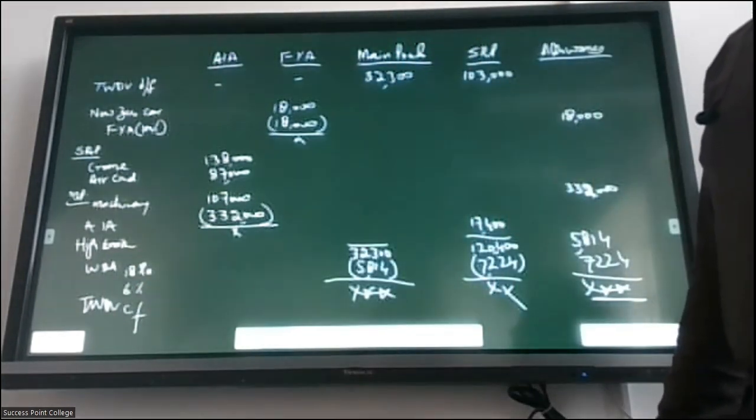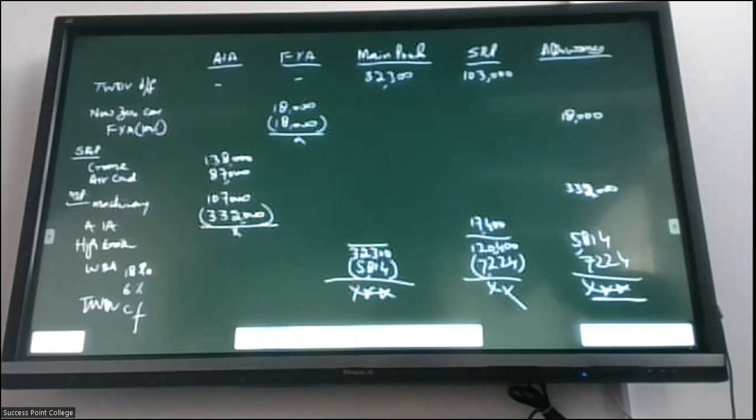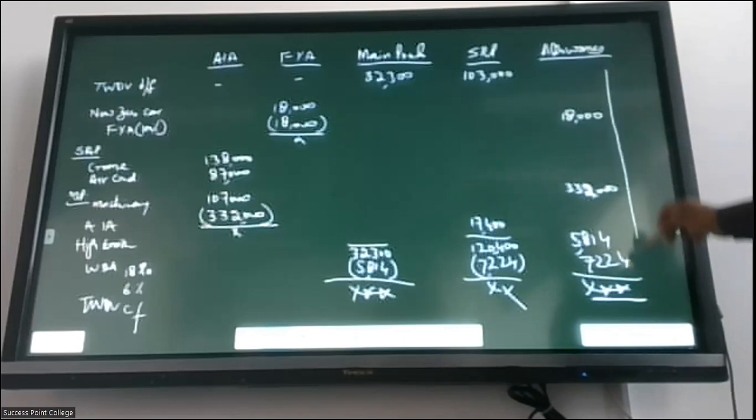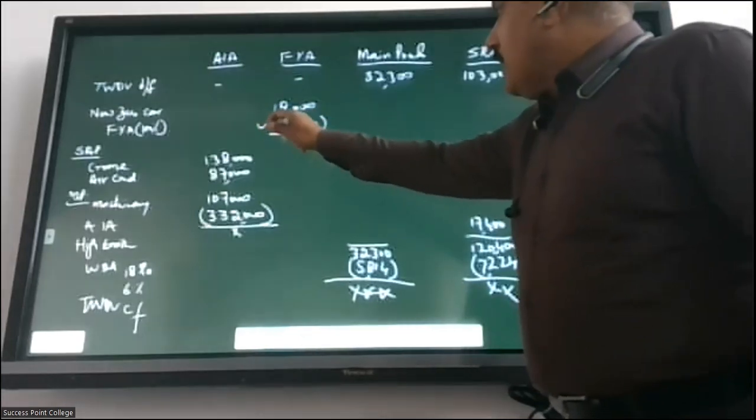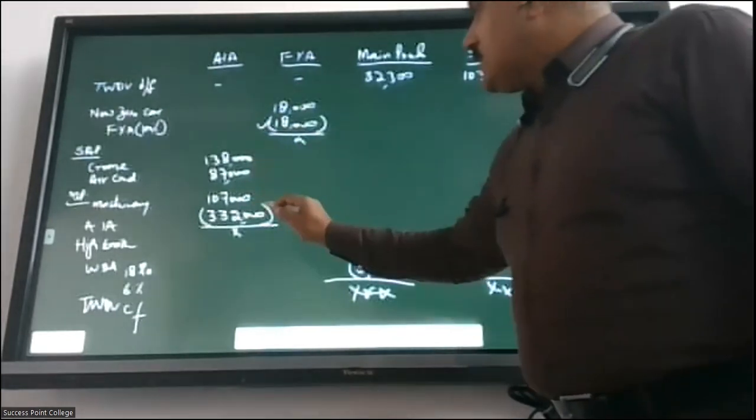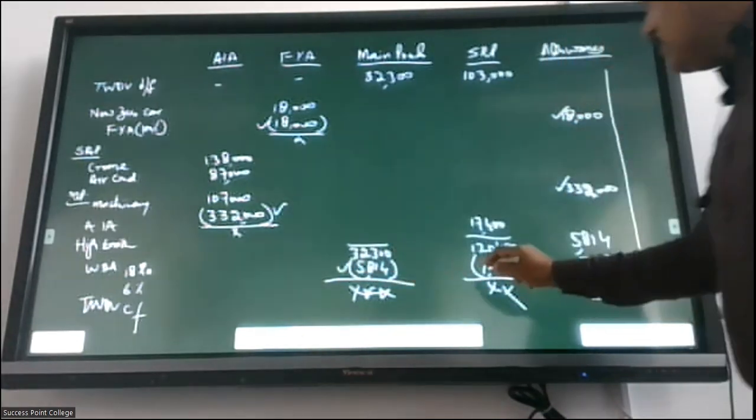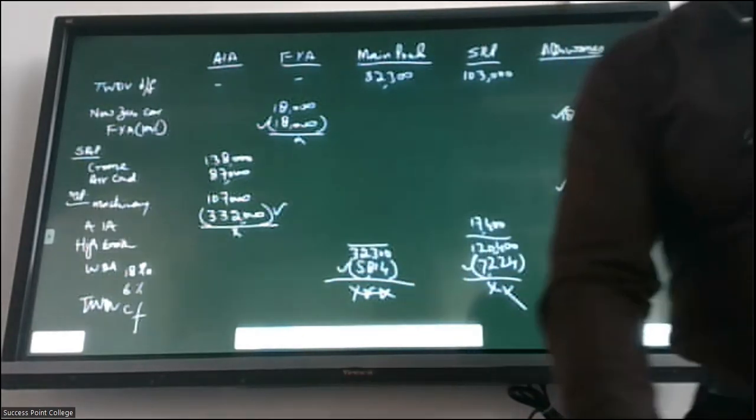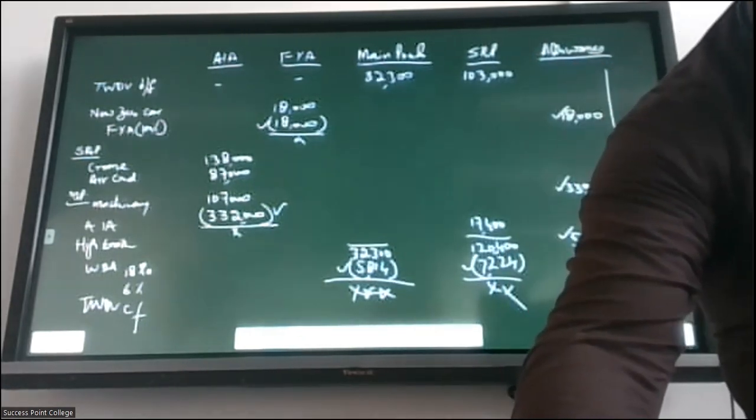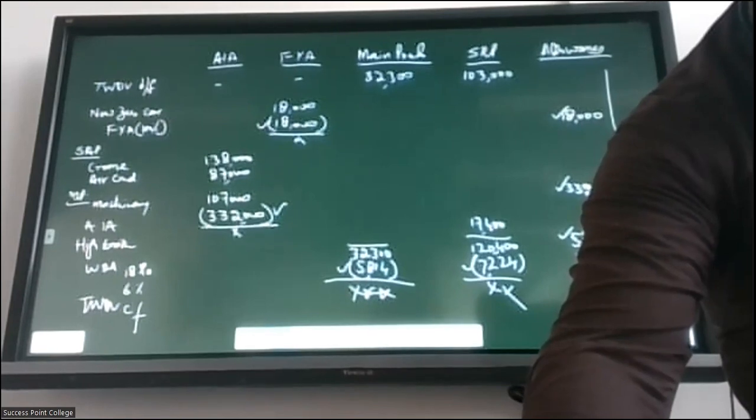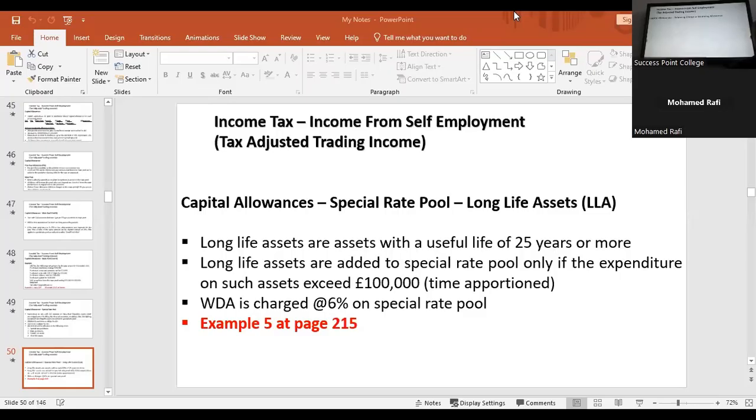Whatever the allowance that is charged in special rate pool, that is all added to the allowance column. Whatever the allowance we charge, we will continue to add that into allowances column. We charge first year allowance, we added that into allowance. We charge annual investment allowance, we added that. We charge written down allowance, we added those into the allowances column. Whatever the allowance we claim, we will include that into allowances column.